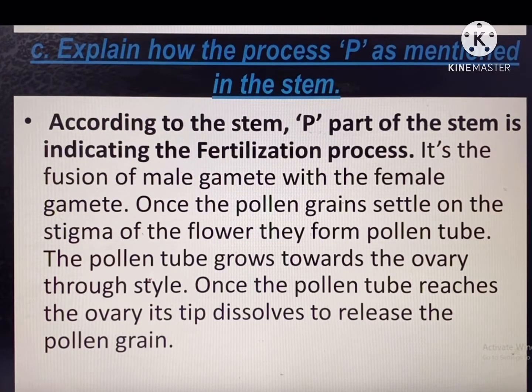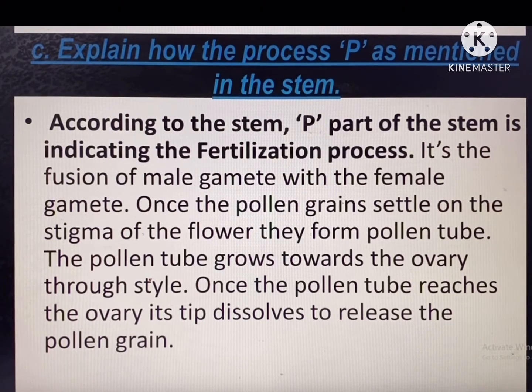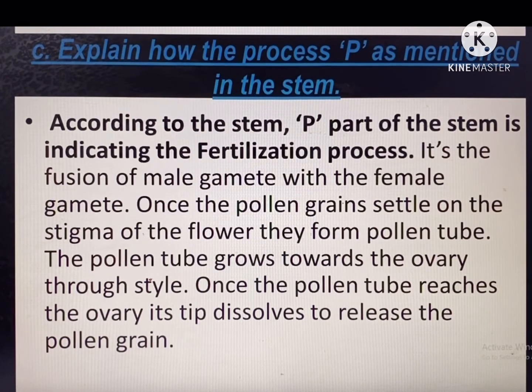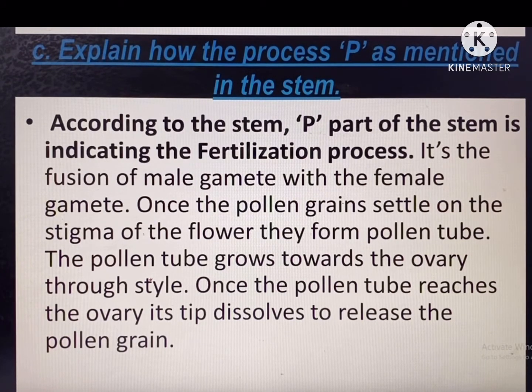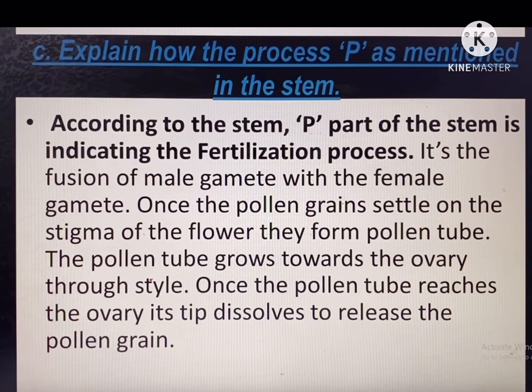So here, according to the stem, the P part of the stem is indicating the fertilization process. It's the fusion of the male gamete with the female gamete. Once the pollen grains settle on the stigma of the flower, they form a pollen tube. The pollen tube grows towards the ovary through the style. Once the pollen tube reaches the ovary, its tip dissolves to release the male gametes.